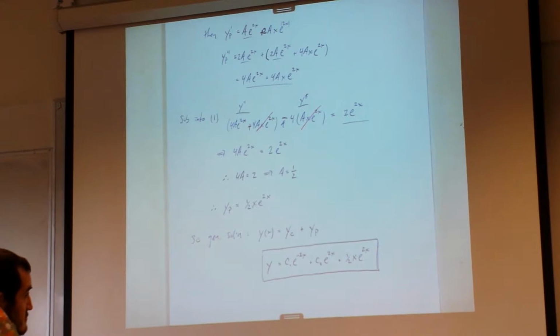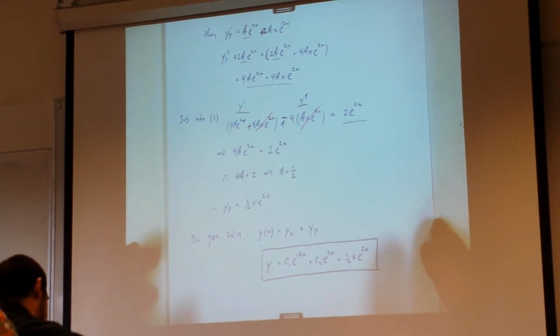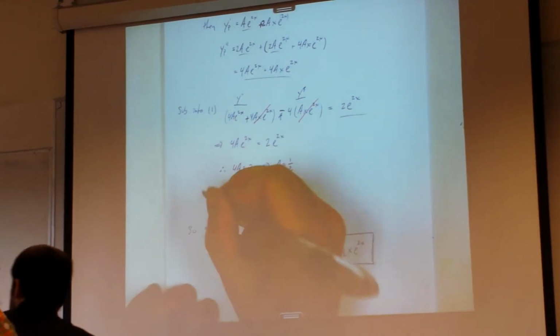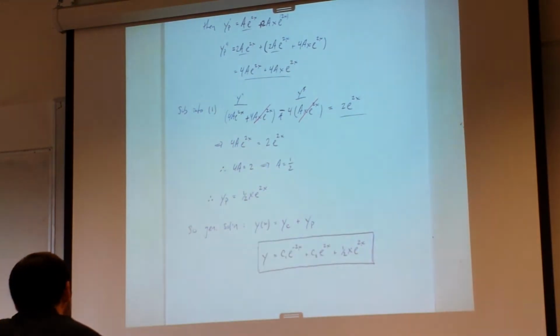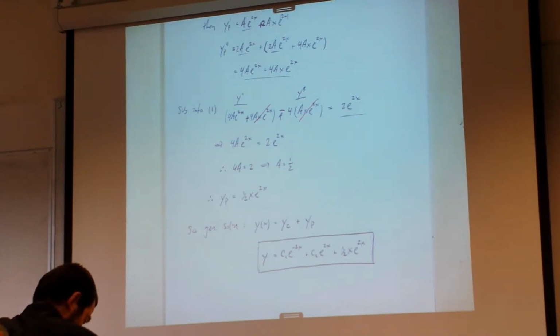Okay. All right, let's do another one. So this is the second case, what they call in the book the second rule, rule 2 of the method of undetermined coefficients.